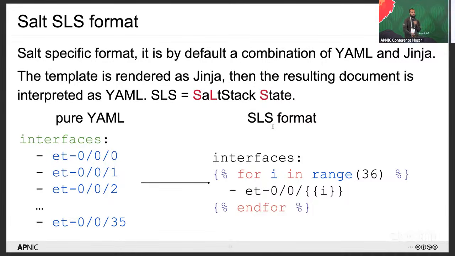So on the left side, you see pure YAML where we have a list of values for interfaces. And on the right side, I have a for loop, and I'm using the YAML syntax there as well. As you can see, I have a dash somewhere in the middle, and as you can see, the interfaces. So this will be replaced with the corresponding values sequentially for the interfaces. And then eventually you will get the list printed on the left side. As you can see, that will be the output from the SLS format. So it's basically SLS files are a combination of YAML and Jinja together.